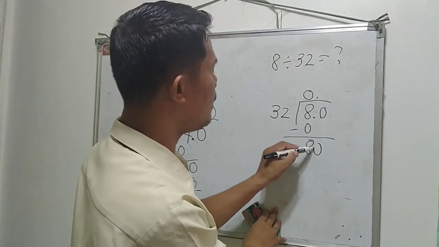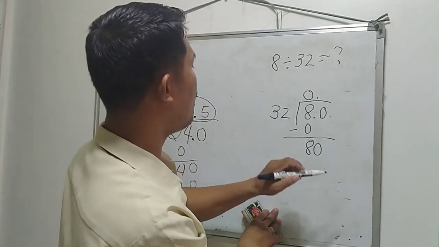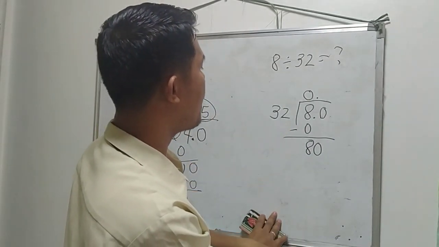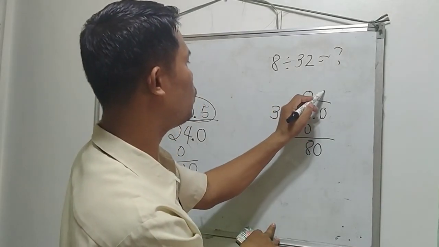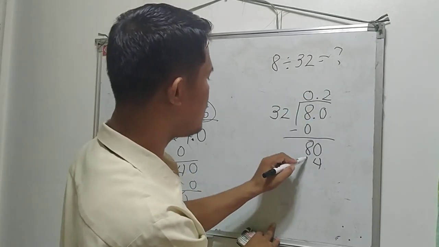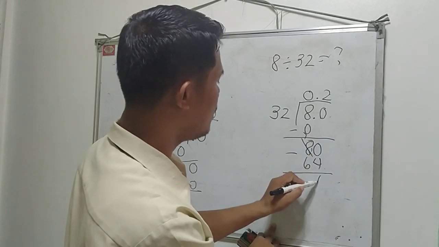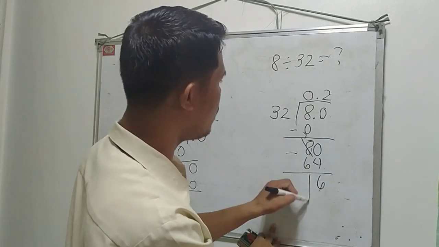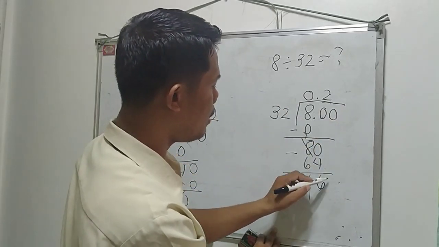Bring down 8. So 80 divided by 32. Let's say we have 2. So we have 2 times 4, 4. 2 times 3, 6. Then minus. So we have 7, 10. 6. 7 minus 6 equals 1. So you add another 0 since may remainder pa po tayo.